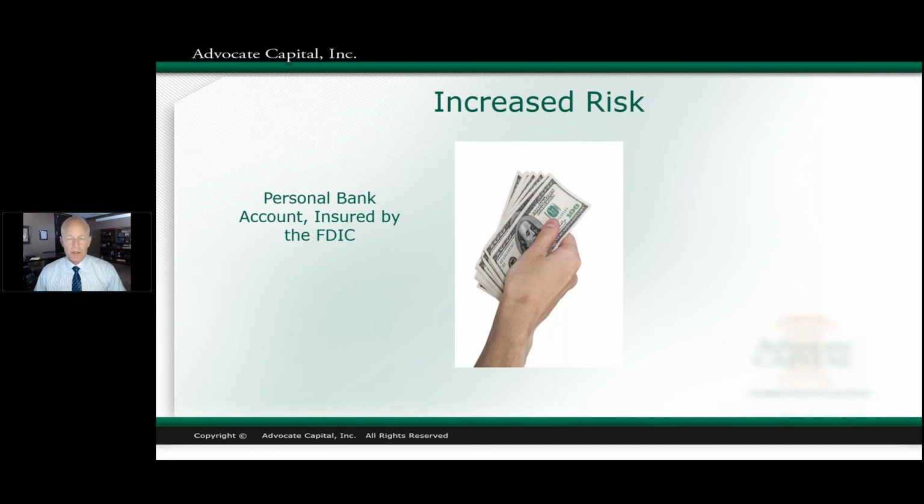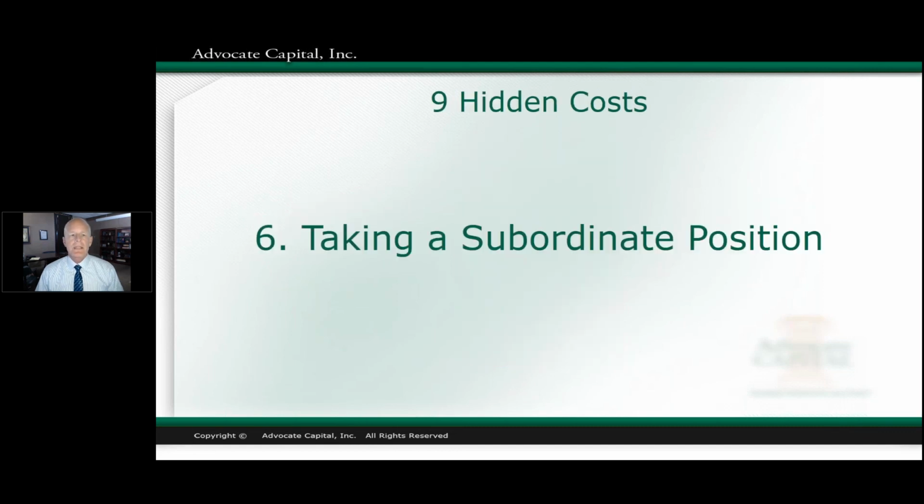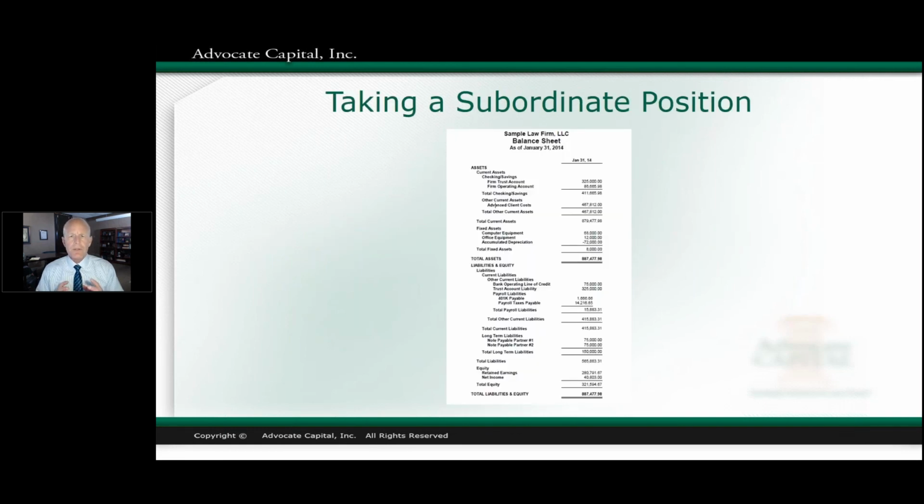Number 6 is taking a subordinate position. If you're not familiar with UCC law and this kind of thing, you might not be familiar with that term, subordinate position. So if you make a loan, you might require a security interest. An example would be a UCC-1 filing on accounts receivable of a law firm. Well, if another lender comes in and wants to make a loan to the same law firm and they file another UCC, that second lender is subordinate to the first lender, right? So in a liquidation, the first lender would get paid first. If there's anything left, the subordinate lender gets paid.